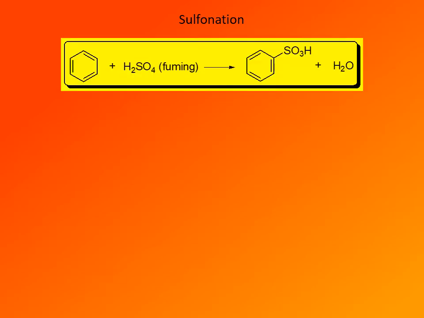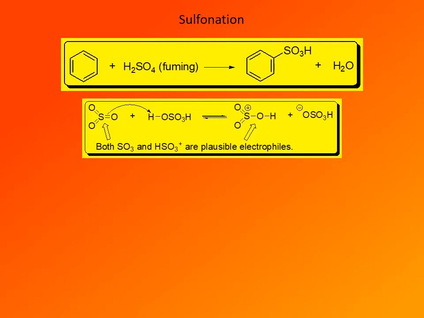Electrophilic aromatic sulfonation utilizes fuming sulfuric acid as the activated electrophile. Fuming sulfuric acid is a solution of sulfur trioxide in sulfuric acid. Sulfur trioxide itself is a plausible reagent because it's a pretty strong electrophile and may be capable of reacting with the benzene ring. When it's dissolved in sulfuric acid, it is protonated, and then an even stronger, even better electrophile is generated.